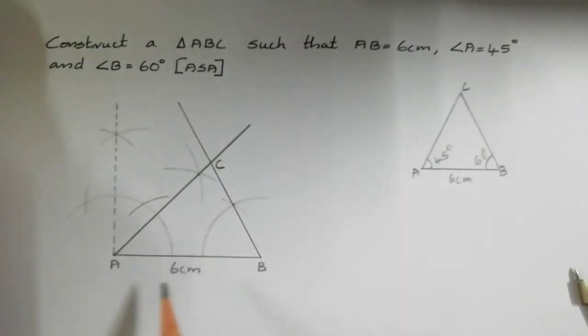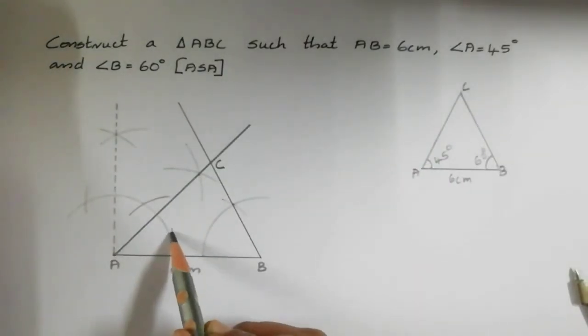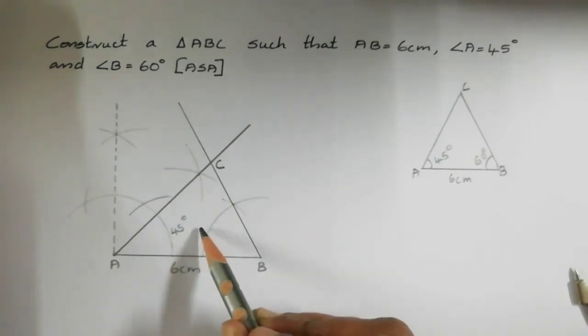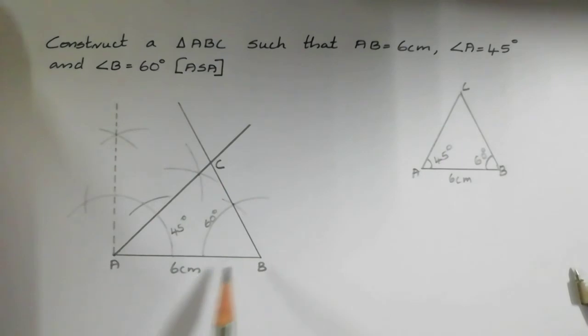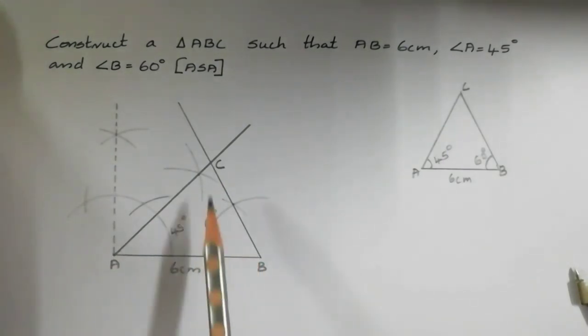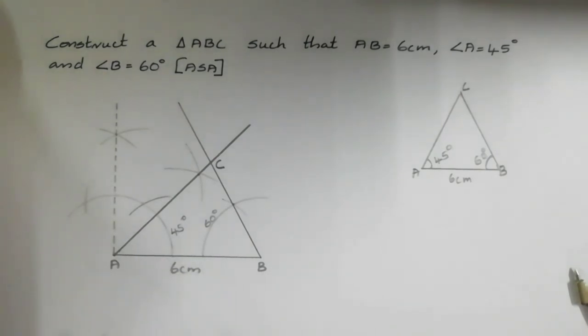Here, angle A equal to 45 degree, angle B equal to 60 degree, two angles and included side, that is AB equal to 6 centimeter. The triangle ABC is the required triangle.